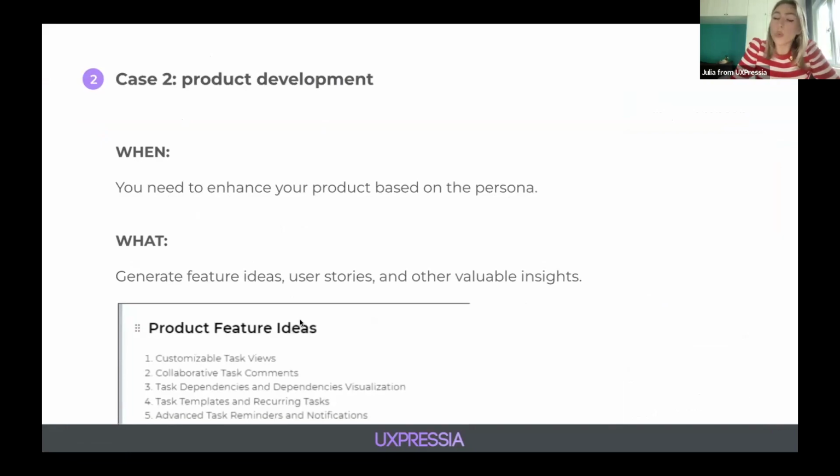So another case would be if you want to improve your product. For example, you would like to make some improvements based on the personas you have in place. So what you can do, you can just add the new section, for example, product feature ideas, as you can see here, and ask artificial intelligence to generate feature ideas based on this or that persona profile. And you'll have some insights that probably might be worthy adding to your product roadmap. So yeah, that's another cool case how you can use artificial intelligence.